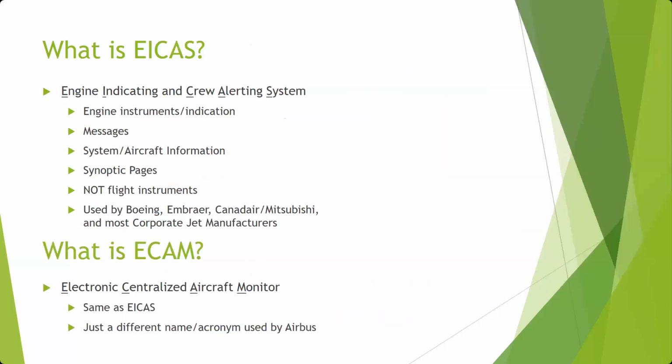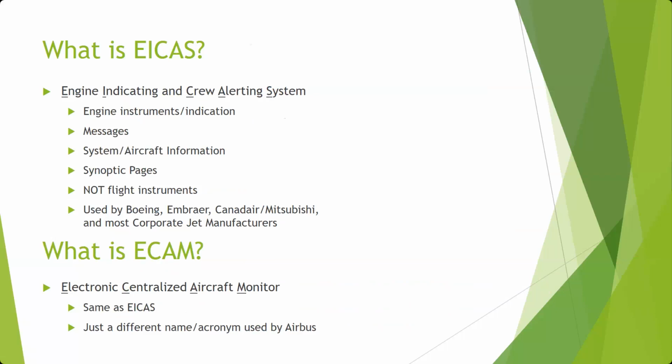So then we get into ICAS, engine indicating and crew alerting system. So this is where we take engine instruments and indication along with written messages that pop up. And then we can also get system and aircraft information using what are called synoptic pages or synoptic screens. We can change what the display shows us in order to see details about various systems.